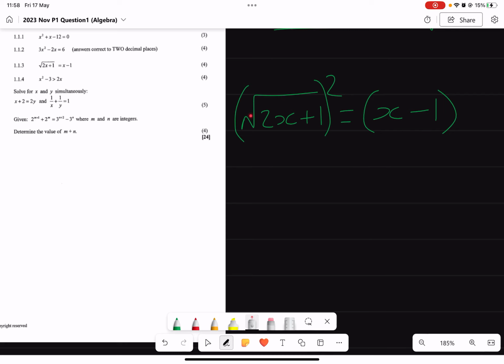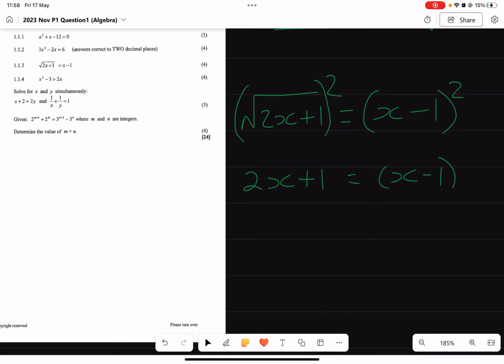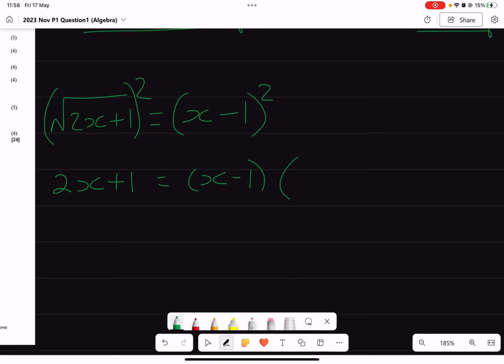So when I square this, I'm left with 2x plus 1 on this side because the square cancels the square root. But this side I also need to square. So this side I have two brackets like this, x minus 1, and then another x minus 1. Right. And then we can see that now we need to factorize.